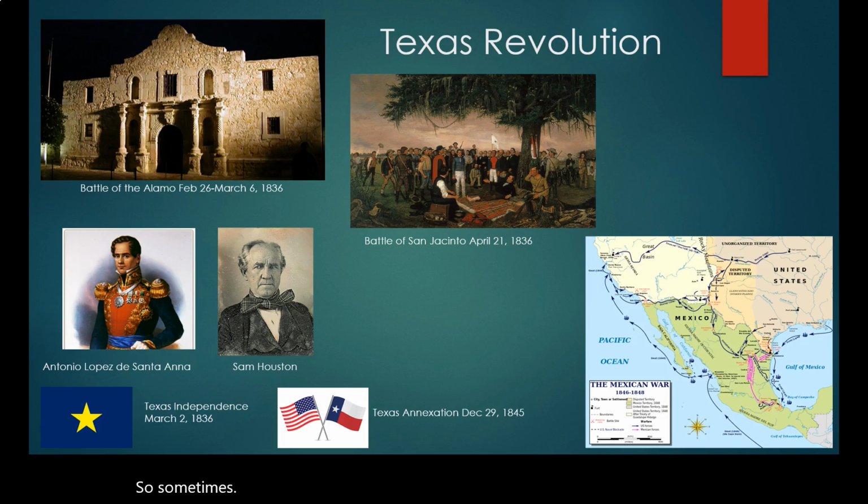Eventually, in 1836, Antonio Lopez de Santana is forced to sign Texas independence. And according to the people of Texas, they're an independent nation. But in Mexico City, this is not recognized until the time when the U.S. and Mexico go to war. So because to the people of Texas, Texas is already its own nation state, they eventually joined the United States as a state on December 29, 1845.